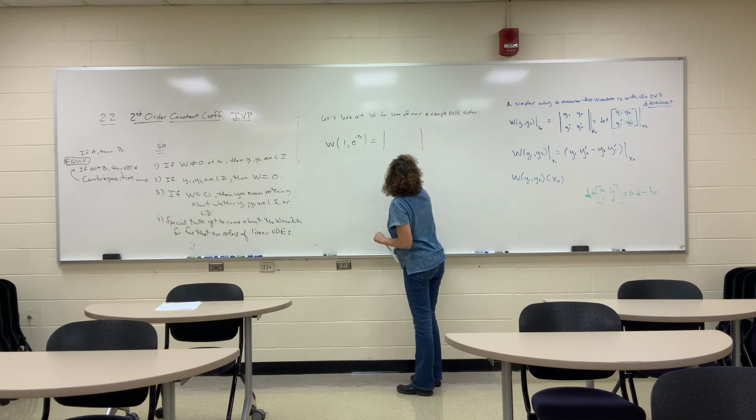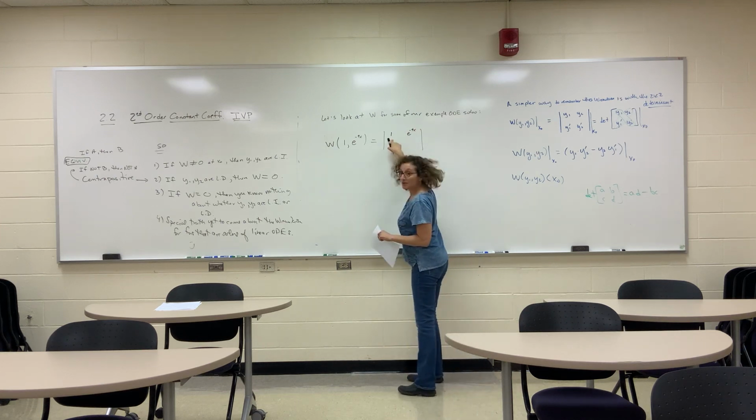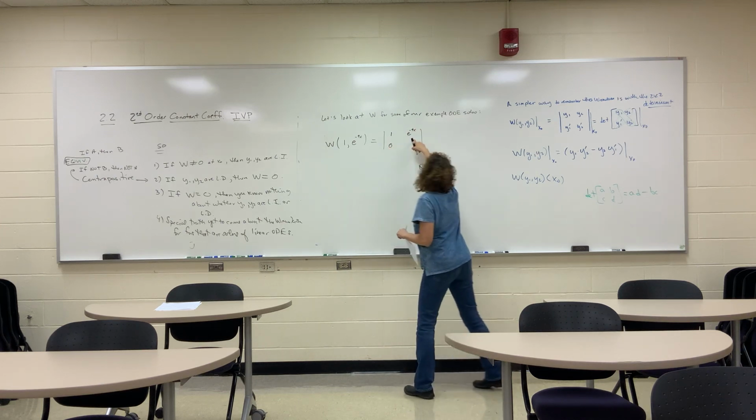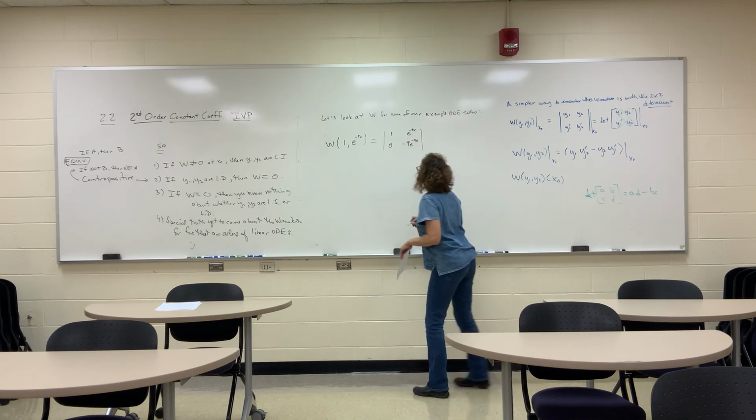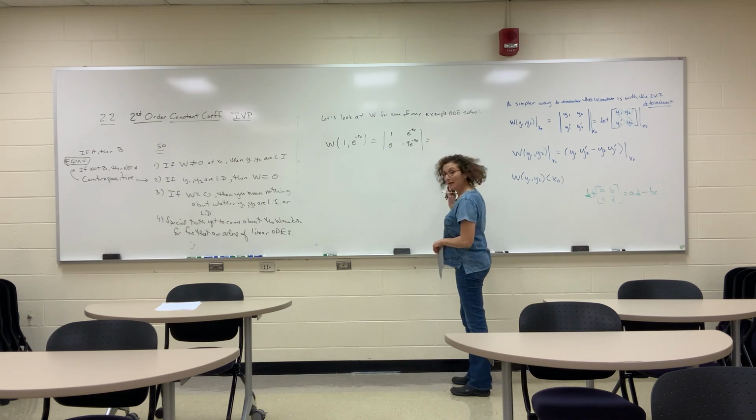Now let's look at the Wronskian. We would look at the determinant. What goes up here? 1 and e to the negative 9x, right? And then what's the derivative of 1? Good, 0. What's the derivative of e to the negative 9x? Minus 9 e to the minus 9x, right? What would this determinant be?